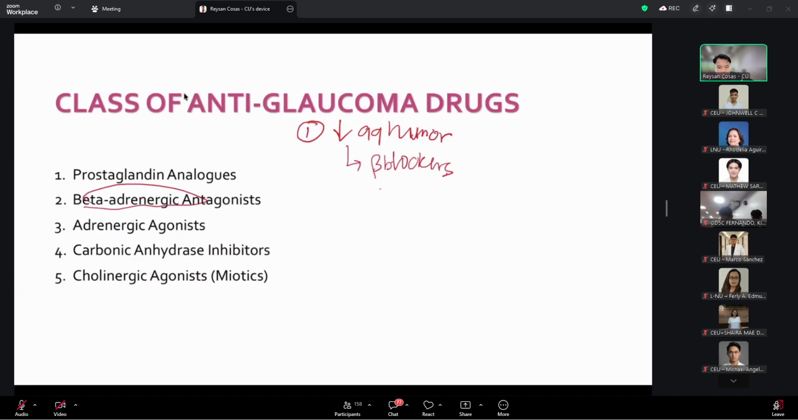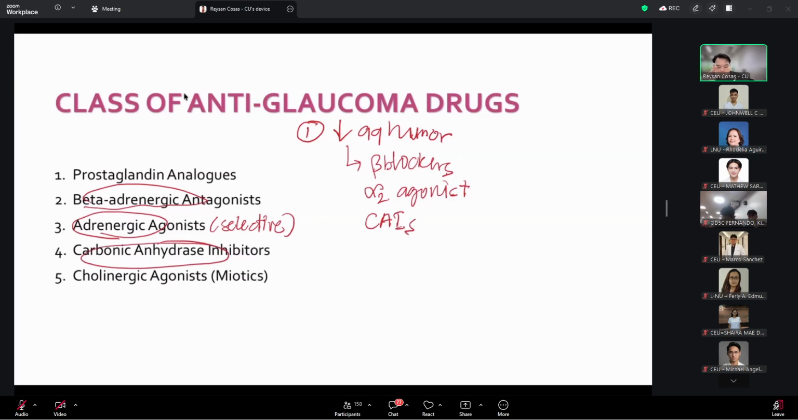The second one would be the alpha 2 agonist, or the adrenergic agonist, yung mga selective. The third group would be the carbonic anhydrase inhibitors, or the CAIs. We call them CAIs, or the carbonic anhydrase inhibitors.